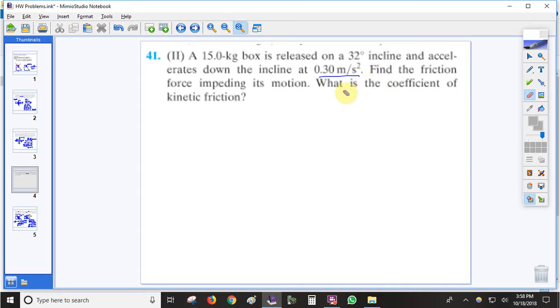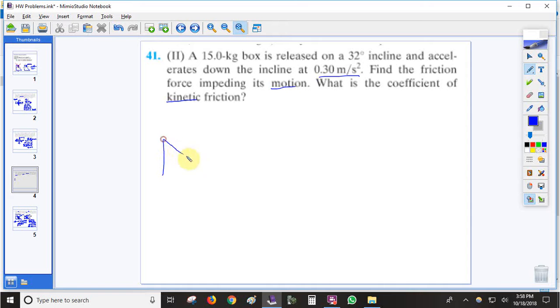All right. Find the friction force impeding its motion. They're using the word motion here. They're telling you that it's accelerating down, so that means that we're going to find kinetic friction. All right, so let's go ahead and draw this out.